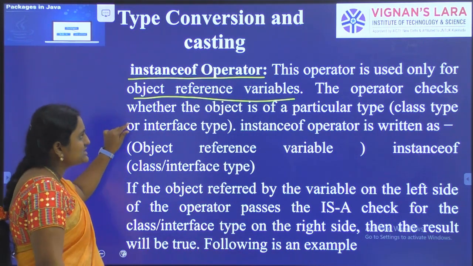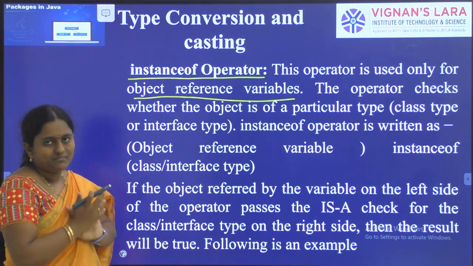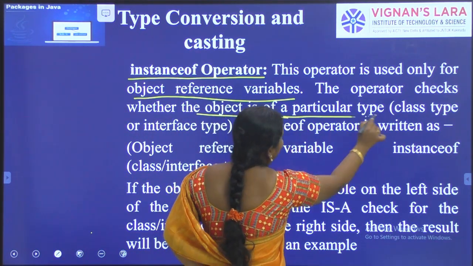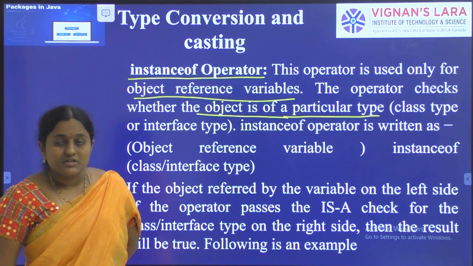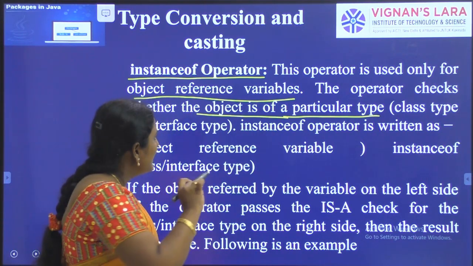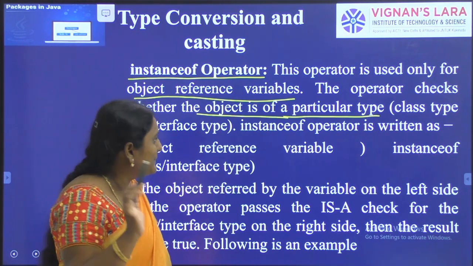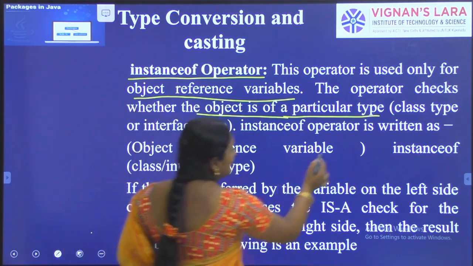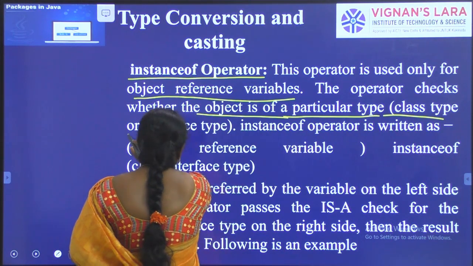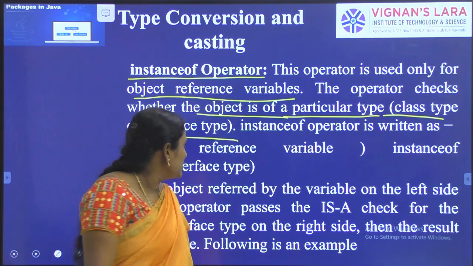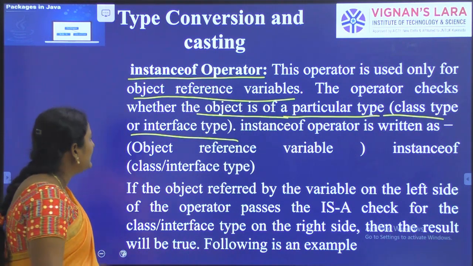So the operator checks whether the object is of a particular type. A particular type means class type or interface type. In a similar way to classes, we can also check interfaces. Next, how is the instanceof operator written?